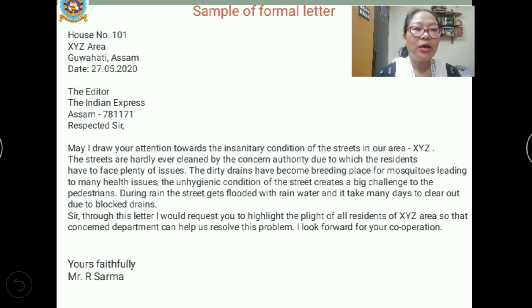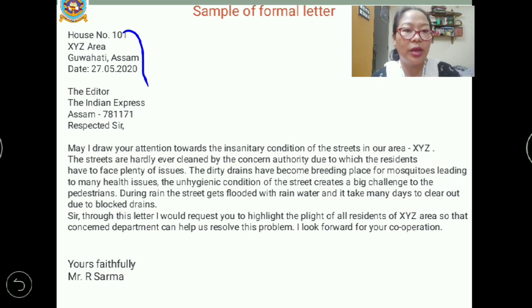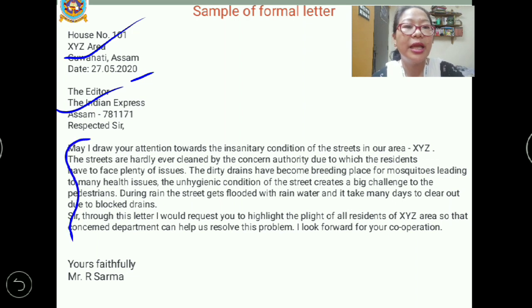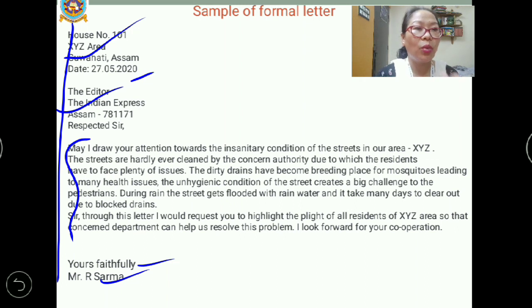Now children, this is a sample of a formal letter. Do you see this here? This is the sender's address, that means your address. Then here is the date on which a letter is written. This portion is the recipient's address, and this is the main body of your letter, your subscription, and this is the sender's signature. And you see, everything is on the left hand side of a letter in one line.